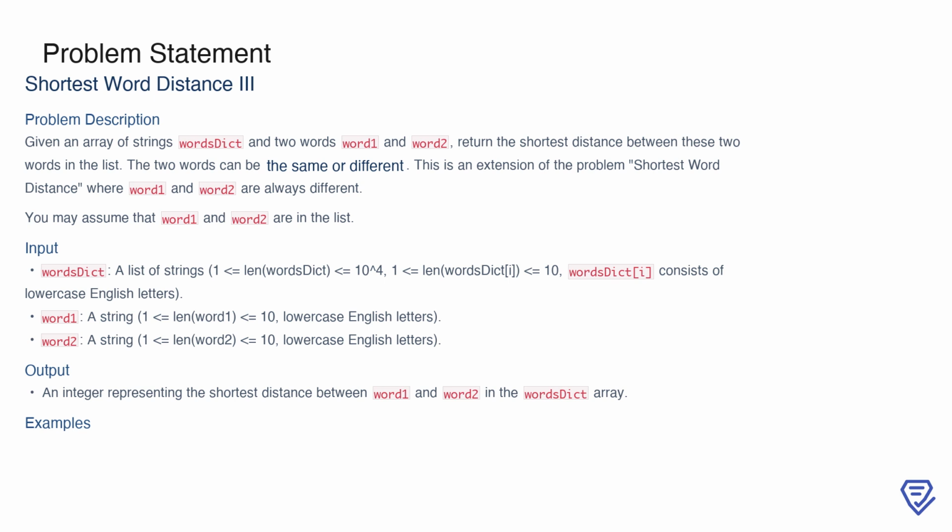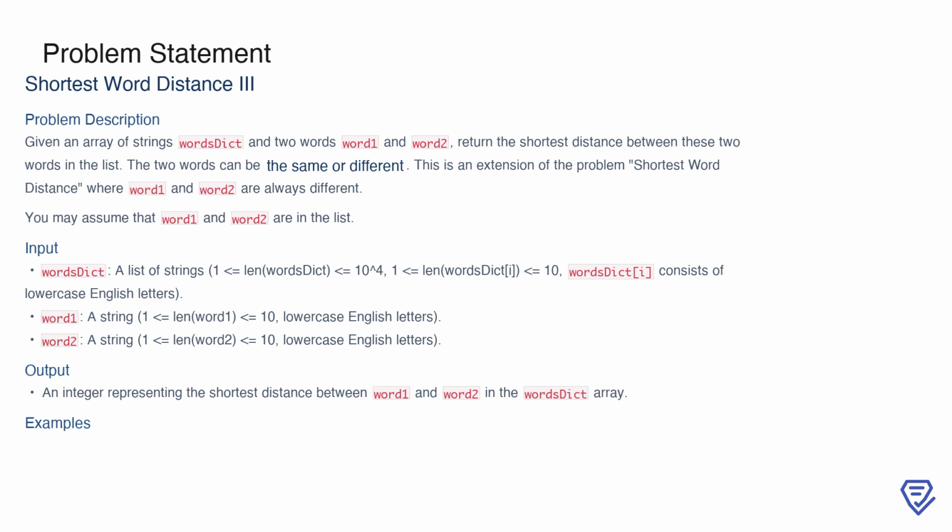In this problem, we are tasked with finding the shortest distance between two words in an array of strings called wordsDict. These two words, word1 and word2, can either be the same or different. This makes it an extension of a simpler problem where the two words are always different. The key here is to determine the smallest number of indices between the occurrences of these two words in the list. The input includes wordsDict, which is an array of strings, and the two words, word1 and word2. The output is an integer that represents the shortest distance between these two words within the array.